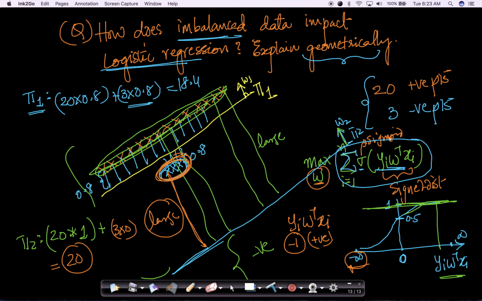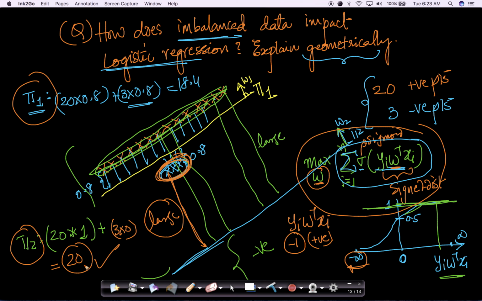At the end of the day, I'm recapping this. Your logistic regression is trying to solve this optimization problem. Whichever w maximizes this sum is the one that logistic regression will return. So if logistic regression has to choose between pi 1 and pi 2, it will choose pi 2, because the sigmoid of the signed distances, when I sum them up, pi 2 gives me a larger value than pi 1. So when you have imbalanced data like this, because there are many positive points here, your hyperplane will move as far away as possible from these positive points so as to correctly classify them, while incorrectly classifying all of your negative points.